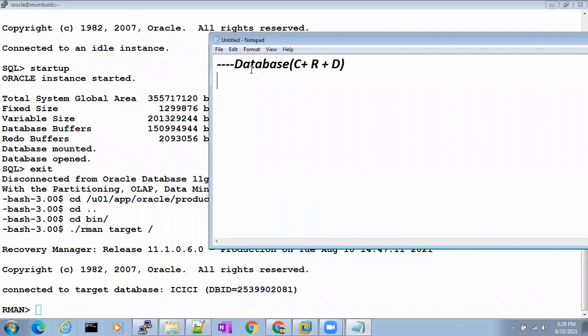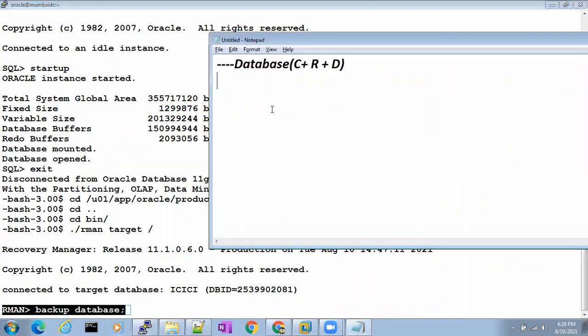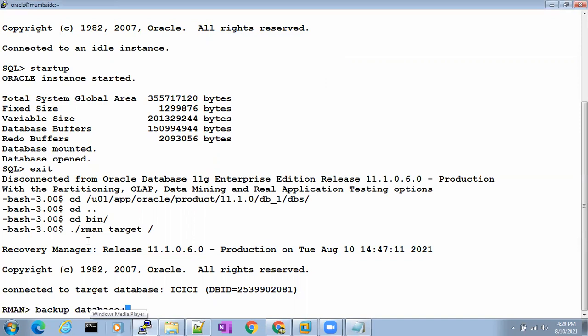Next, to take a full database backup, the command is: connect to RMAN. I have already connected to RMAN. The command to take a full database backup is backup database. That's it. Everyone repeat with me: the command to take a full database backup is backup database. Okay, fine.